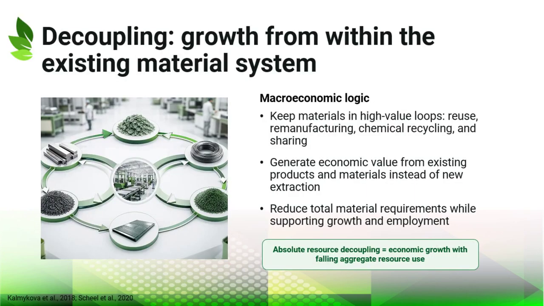Decoupling means economic growth with falling aggregate resource use. At the macro level, the circular economy seeks to generate value from materials already in the system, rather than relying on continuous extraction. High-value loops such as reuse, remanufacturing, chemical recycling, and sharing can support growth while reducing total material requirements. This does not happen automatically. It requires deliberate design of products, infrastructure, and markets so materials remain useful at high value.